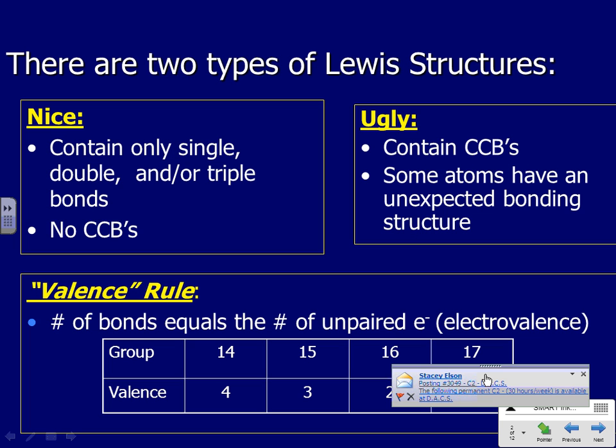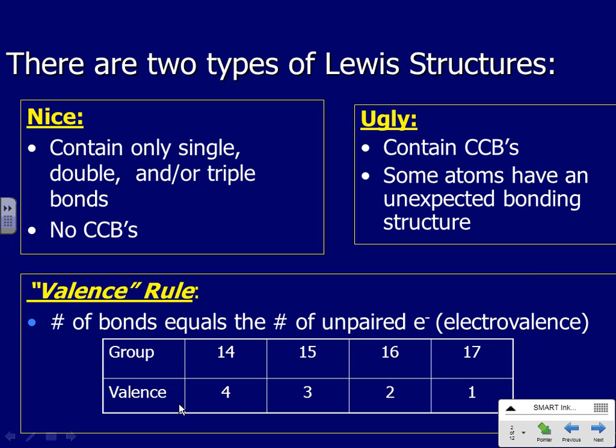So the ones that we did the last day that have all these nice little, here comes all my emails, get out of the way, that has all the proper number of bonds and lone pairs, I call them nice. Essentially, they do not contain any coordinate covalent bonds. That's what makes them nice.